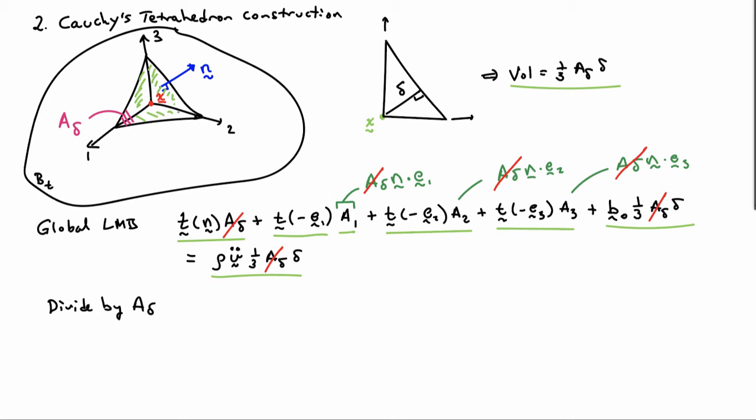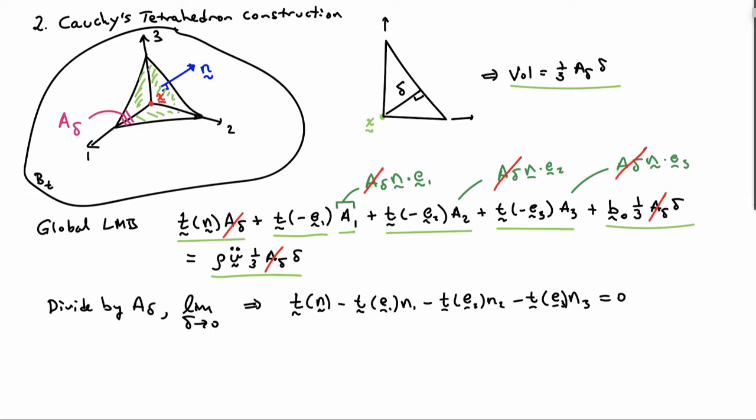I can now divide through by A delta. So all the A deltas cancel. There's one in every term. And I can take the limit as delta goes to 0. So that's going to tell me that T evaluated on n is equal, or let me keep everything on the same side. So what I'm going to do now is move this minus sign outside of each one of these terms here.